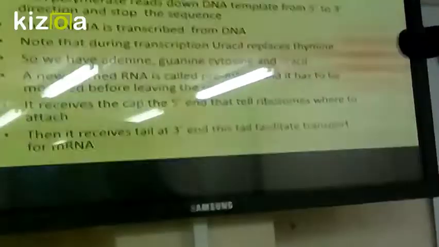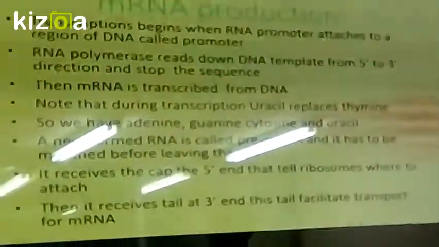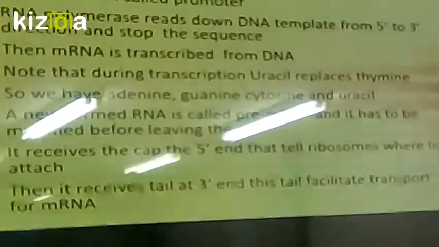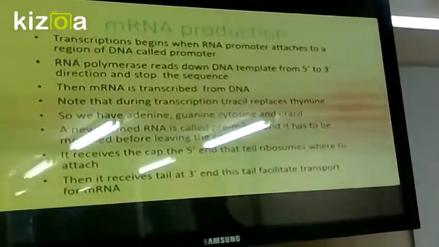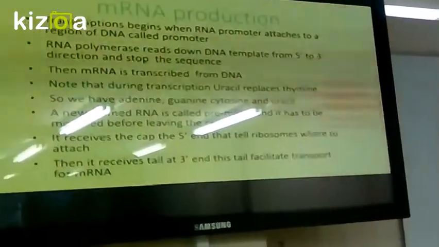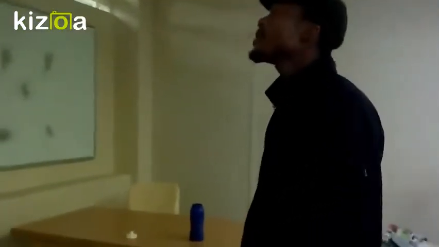Although these things take place in the nucleus from DNA, right now we're going to be discussing the production of messenger RNA. So transcription begins when RNA polymerase attaches to the region of DNA called the promoter. The RNA polymerase reads down the DNA template in the 5' to 3' direction and then stops at the end of the sequence. Then the RNA is transcribed from DNA.